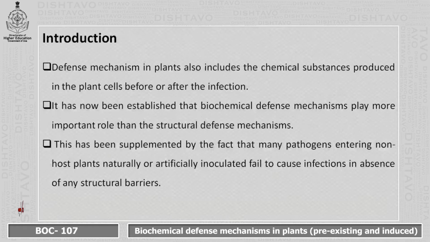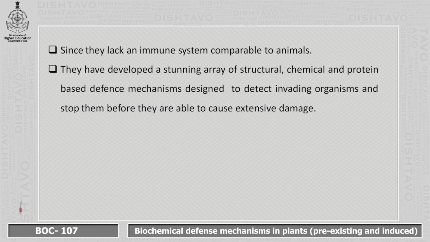Coming to the introduction, defense mechanism in plants also includes the chemical substances produced in the plant cell before or after the infection. So it has now been established that biochemical defense mechanisms play a more important role than the structural defense mechanisms. This has been supplemented by the fact that many pathogens entering non-host plants, naturally or artificially inoculated, fail to cause infection in the absence of any structural barriers. Since plants lack an immune system comparable to animals, they have developed a stunning array of structural, chemical and protein-based defense mechanisms designed to detect invading organisms and stop them before they are able to cause extensive damage.